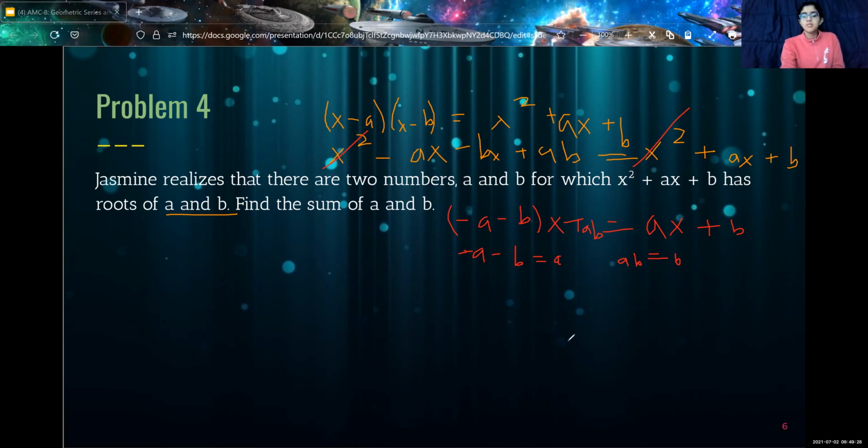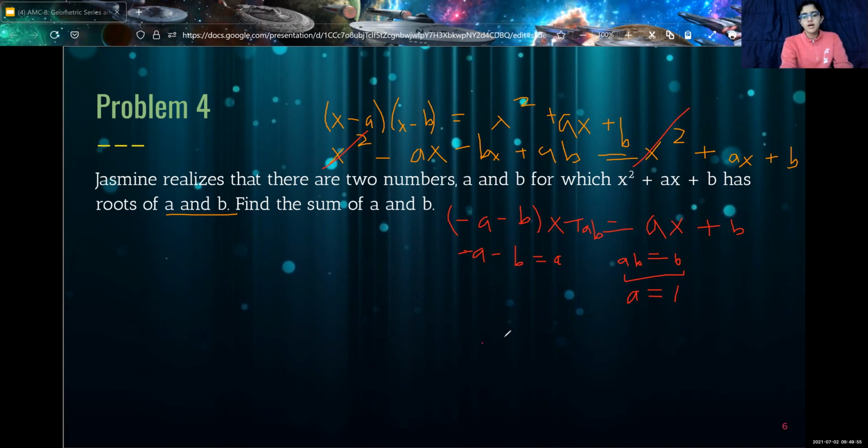Someone said then substitute ab equals b into negative b. There's actually a much easier way to do it, so I shall explain. ab equals b would just mean that a is equal to b divided by b, meaning a equals 1, right? You would immediately get something you can substitute.